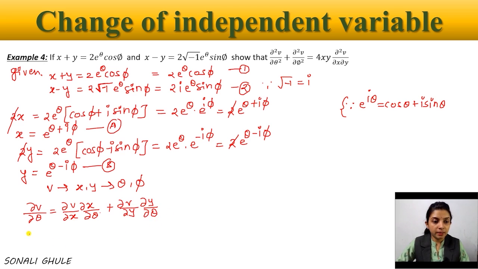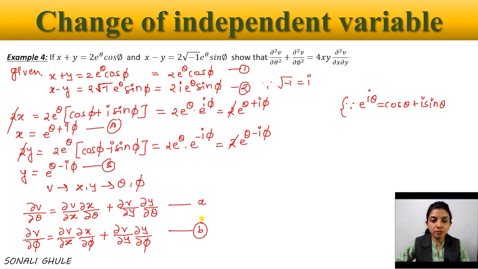Okay, and then v with respect to phi, what can we write? Yes, v with respect to x, x with respect to phi, plus v with respect to y, y with respect to phi. See, this is equation A and this is equation B. So we have to solve these two equations. We have to put all partial derivatives here in equations A and B, and we can find all those partial derivatives by using the values of x and y.